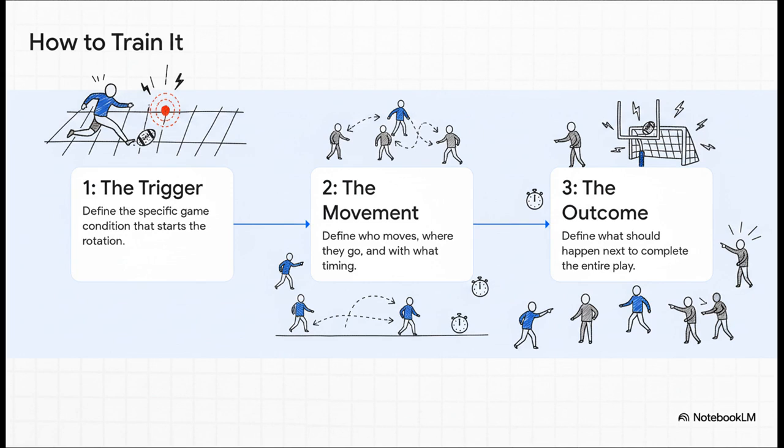First, you define the trigger. The movement isn't random. It happens only when a very specific condition is met on the field. Second, you define the movement itself. Who moves, where they go, the timing, everything. And third, and this is the most important part, you define the outcome. What does everyone else on the team do to take advantage of that first move? You have to train the whole sequence.